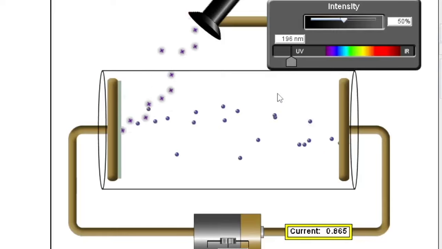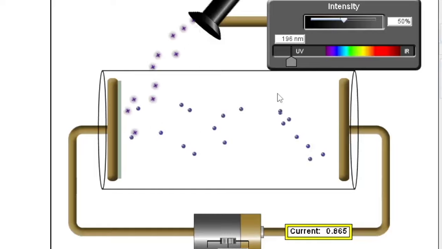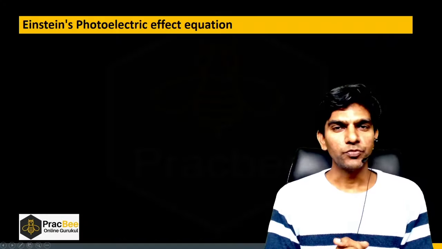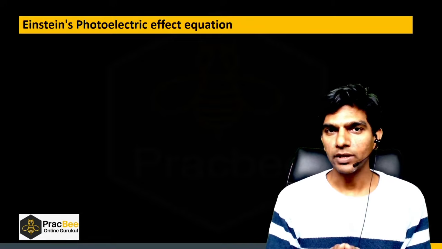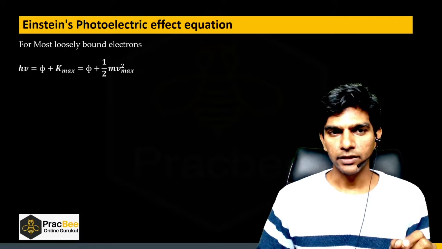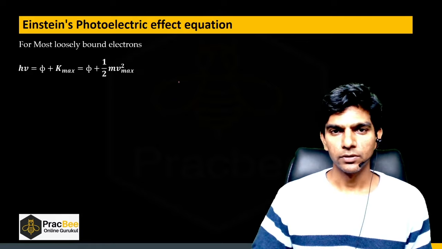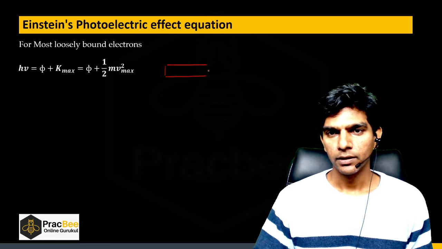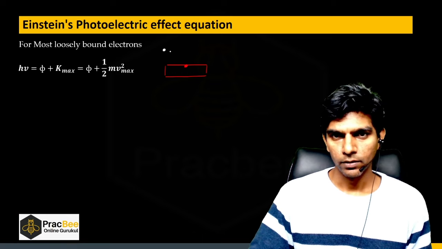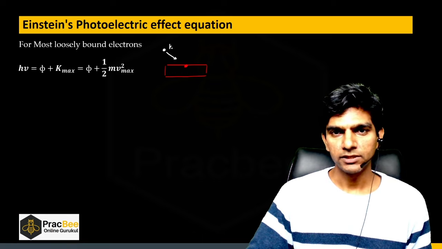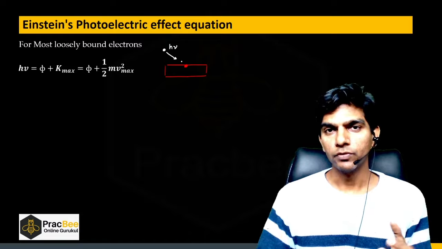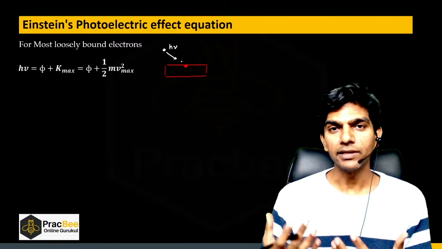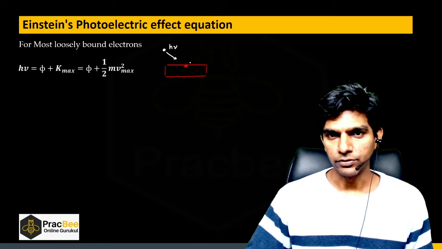I think now we have enough knowledge, and we can discuss the important graphs for photoelectric emission. If you are clear about the working of the photoelectric effect, let us see a very important equation, which is Einstein's photoelectric equation. This equation is valid for the most loosely bound electron. Suppose we have a metal surface, and this is the most loosely bound electron, and we make a photon of energy h nu incident. A part of the energy will overcome the work function, and the remaining energy will increase the kinetic energy of the loosely bound electron. So it will come out.